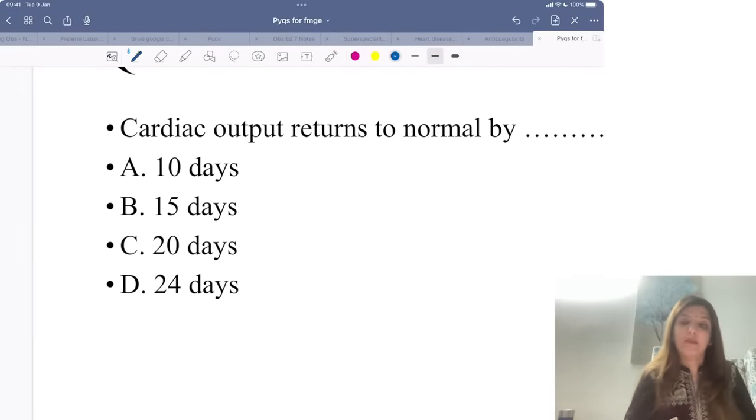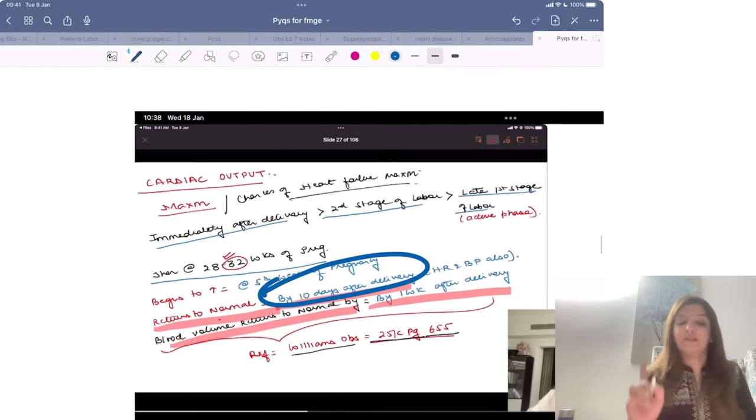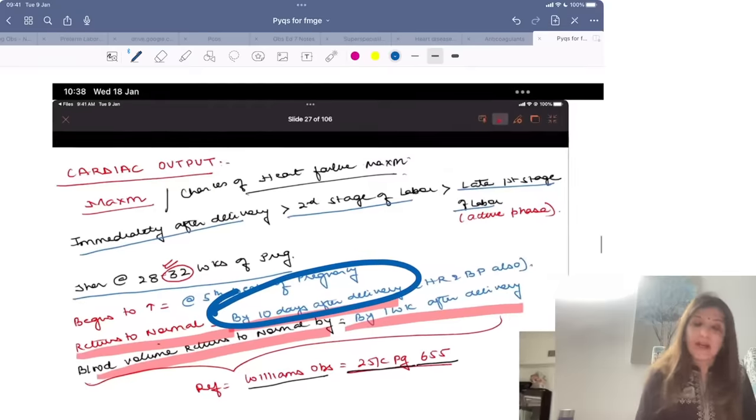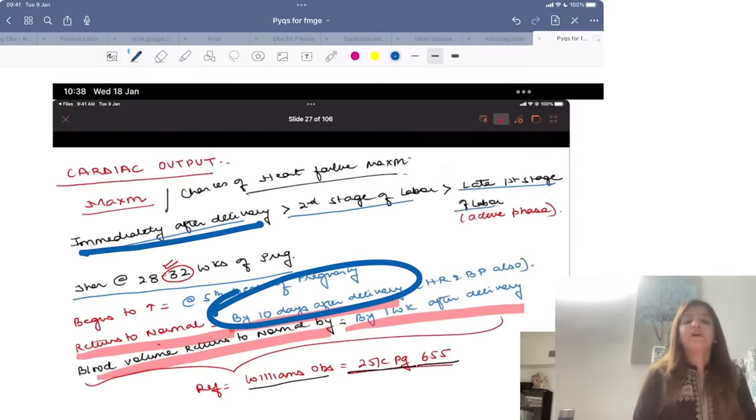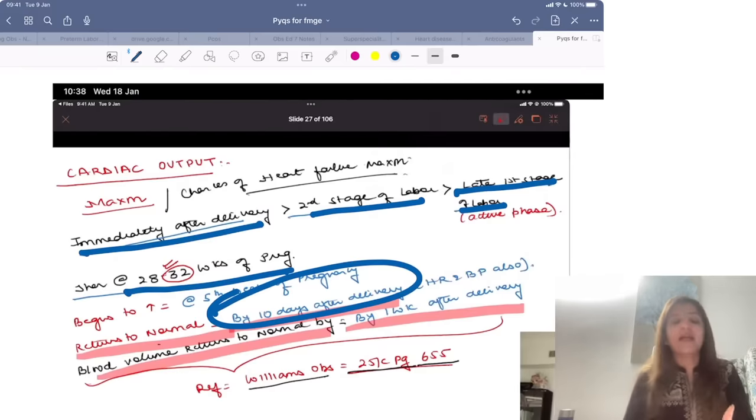Cardiac output returns to normal by. So remember, after delivery, cardiac output returns to normal by 10 days after delivery. Right? Another very important thing which you have to remember is, when is cardiac output maximum? So cardiac output is maximum immediately after delivery. Right? So the chances of heart failure are maximum immediately after delivery. Then in the second stage of labor, then in late first stage of labor, and then between 28 to 32 weeks of pregnancy. Cardiac output returns to normal by 10 days after delivery. Blood volume returns to normal by 1 week after delivery. Clear?